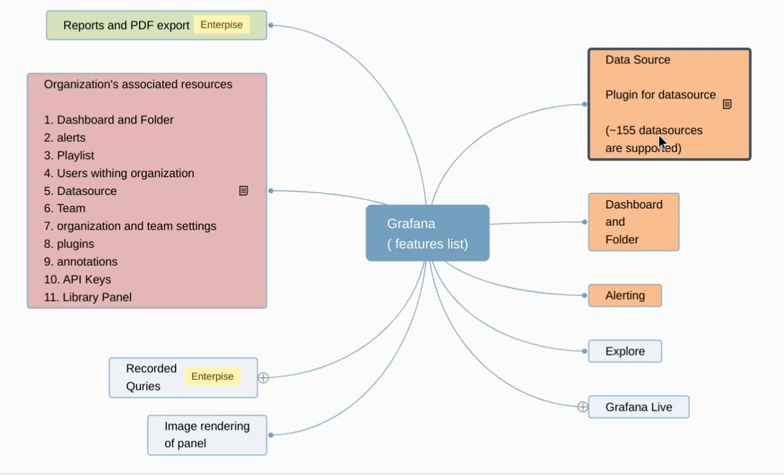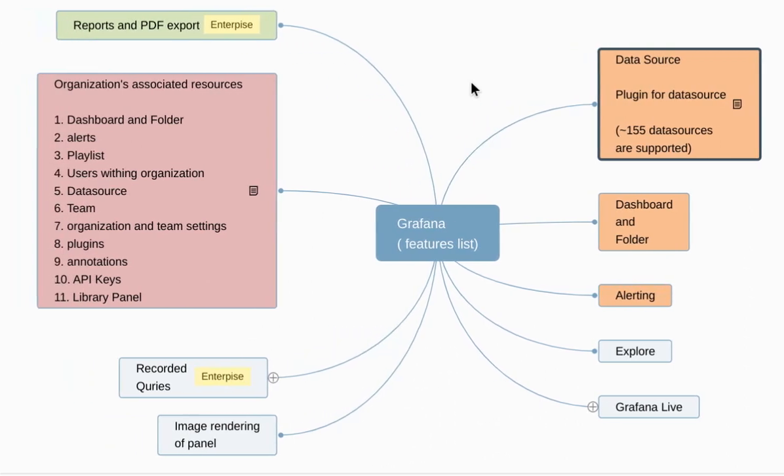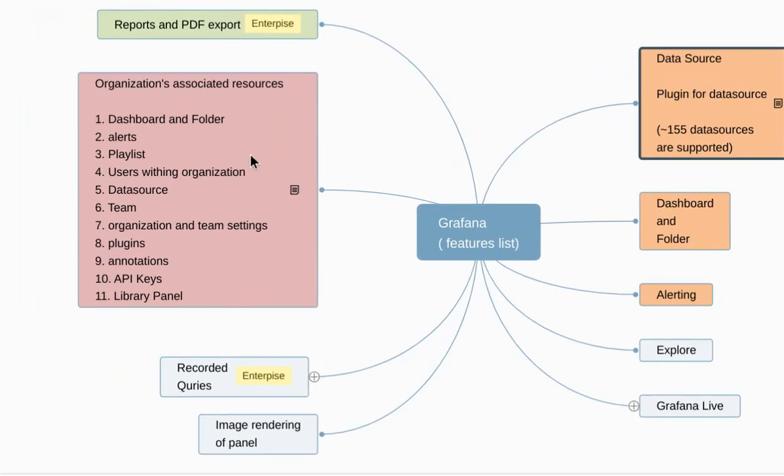Okay, a couple of data sources are available only in the open source edition of Grafana, and a couple of data source connections are available only for the enterprise editions. We will see what features are available only in the enterprise edition down the line. I will create a separate video for them. And of course, within Grafana, how are the resources organized?